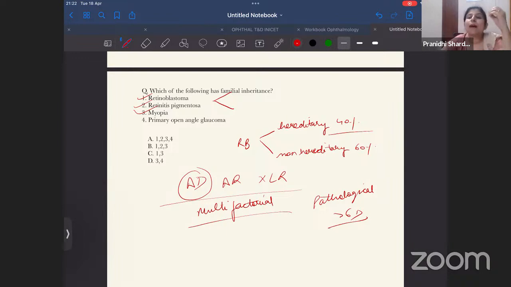Primary open angle glaucoma, familial inheritance is seen. As we discussed just a few days ago in our previous 9 p.m. session, in primary open angle glaucoma there is up to 10% increase in chances in the family whenever a patient of primary open angle glaucoma is there. And you have to remember, even if you don't know, you can remember now, there are genes associated with primary open angle glaucoma. Some of the genes, optineurin genes.